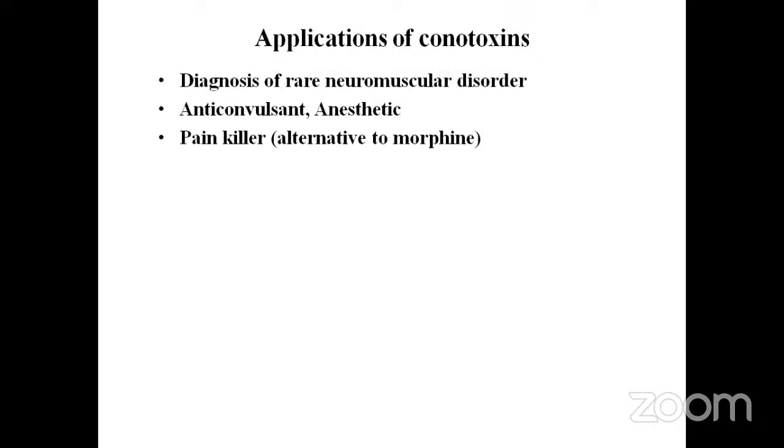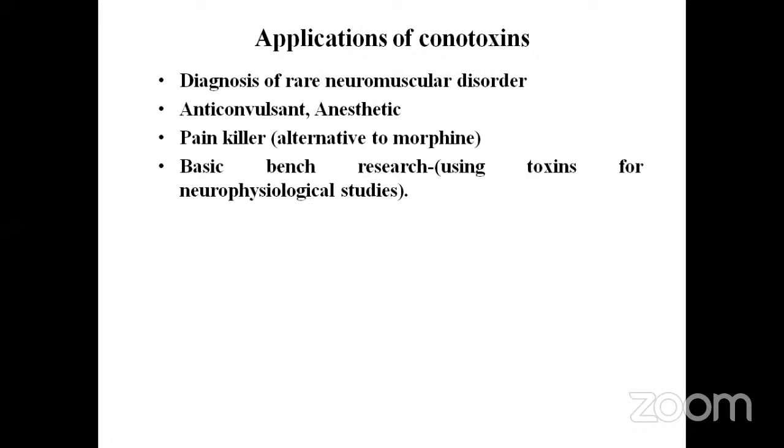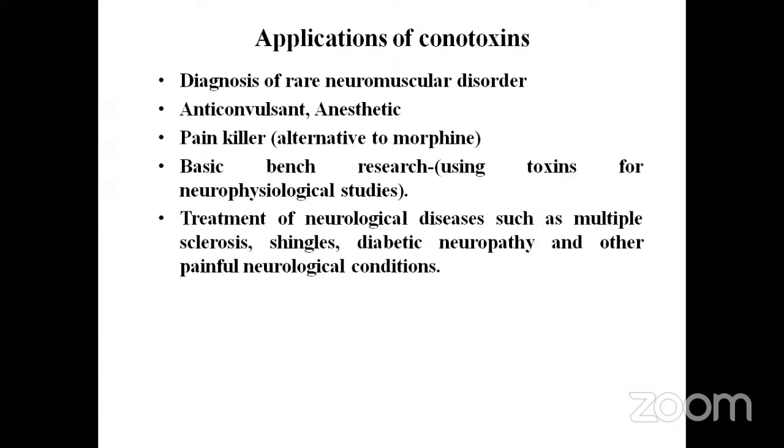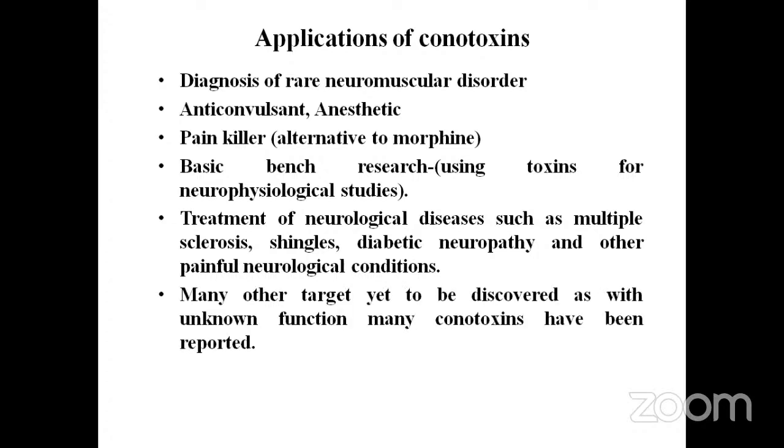And what are the applications of this conus? As the literature supports, the conus has toxic substances which can be used to treat neuromuscular disorders, and they are used as anti-convulsion and anesthetic drugs also. Sometimes they are used as a painkiller. I told you some of the conus toxic substances are under clinical trial 3, so they are used as painkillers also.